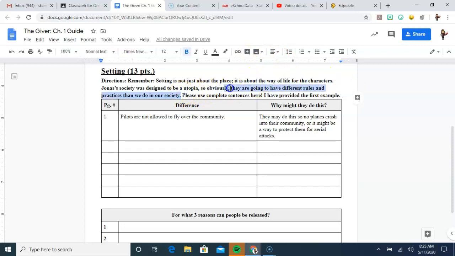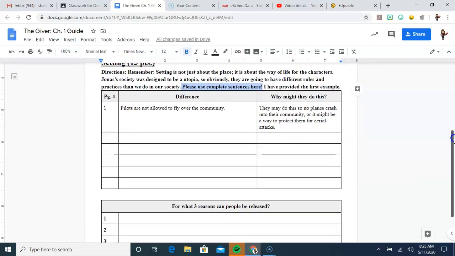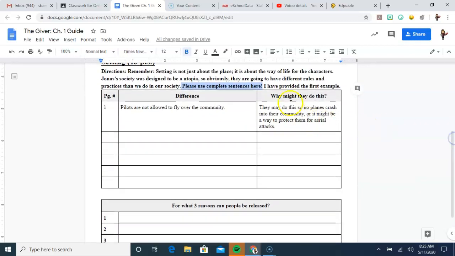Okay, please use complete sentences for this part. For the characteristics above, you don't have to do that. For this part, I do want you to use complete sentences. And I have provided your first example. So on page 1, I learned that pilots are not allowed to fly over the community. This will be in the book. Okay? This part, you're going to have to use your brain for.